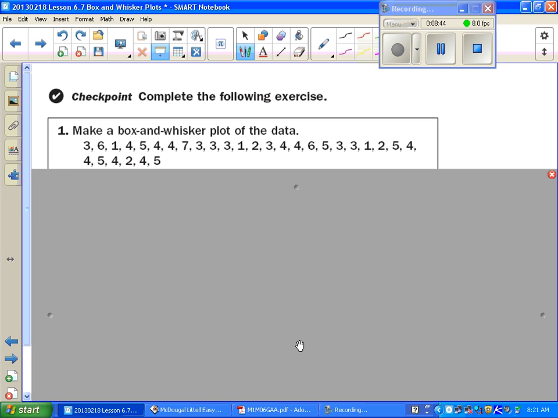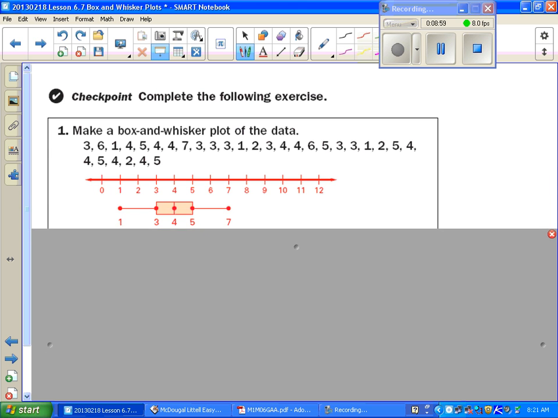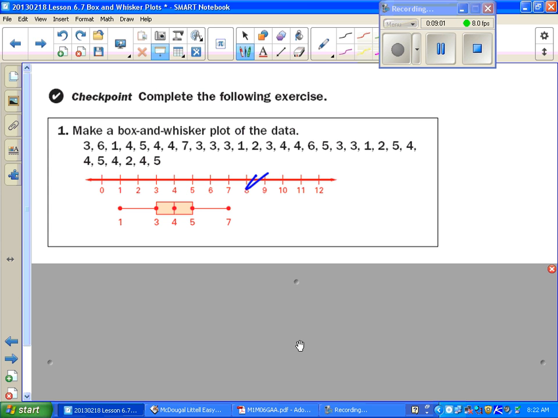Checkpoint number 1 says complete the following exercise, making a box and whisker plot of this data. Now we have a whole lot of values. Notice what your smallest value is. It looks like 1, and your largest value looks like 7. There's no need really to go any smaller than 1 or any larger than 7. So none of this here is really necessary. You might want to go 1 past it, like to 8, but other than that, it's not really necessary to go any farther.